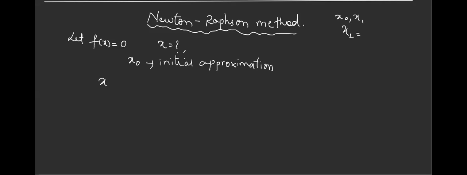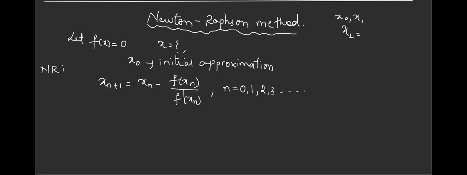So the formula for this is given by x(n+1) is equal to xn minus f of xn divided by f dash of xn. Carefully see, the division by f dash is only for this function. It's not entirely divided, where the n values are going to start from 0, 1, 2, 3 and so on. This is called the Newton-Raphson iterative formula. The word iterative means you use it repeatedly. If you go on using this formula repeatedly, that is called iterative.